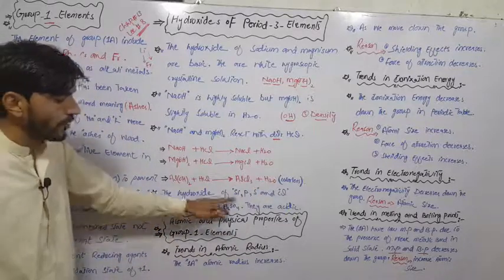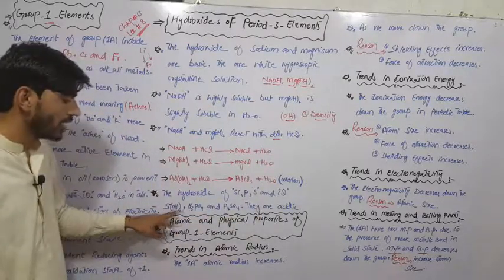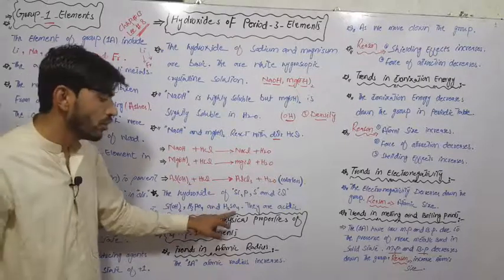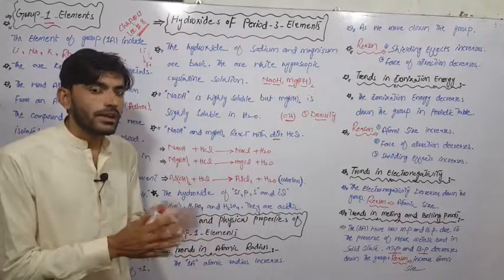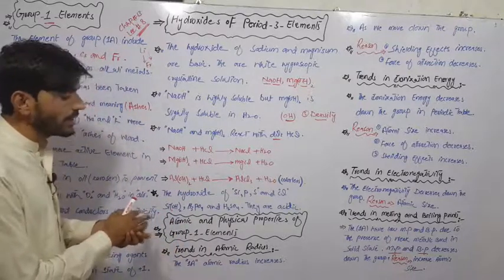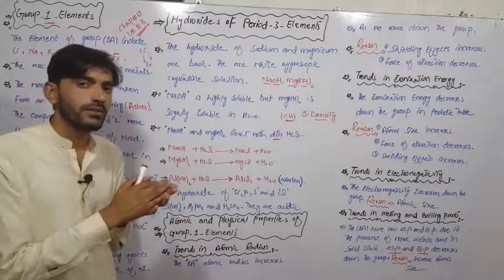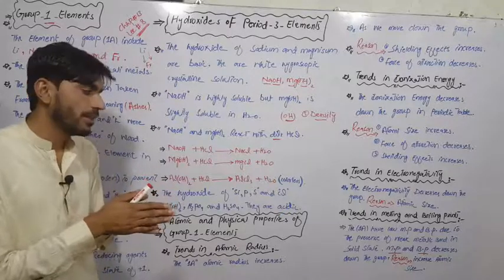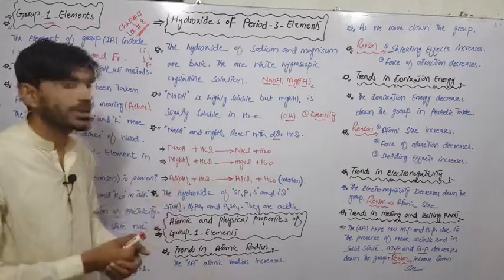The hydroxides of silicon, phosphorus, sulfur and chlorine, such as silicic acid, H3PO4, that is phosphoric acid, and H2SO4, sulfuric acid, are in acidic form. Clear? They are not basic because they are near to argon. As we discussed in our last lecture, whenever they are near to argon, they show their covalent character. That's why they are in molecular form, and that's why they are acidic. So this was the hydroxides of period 3 elements.